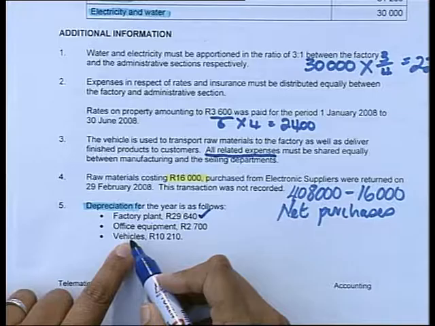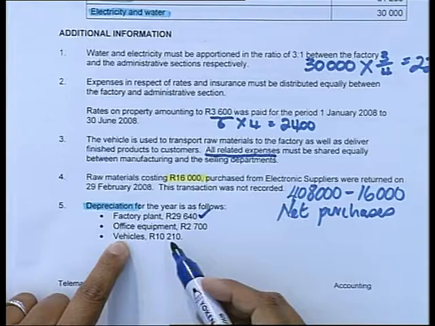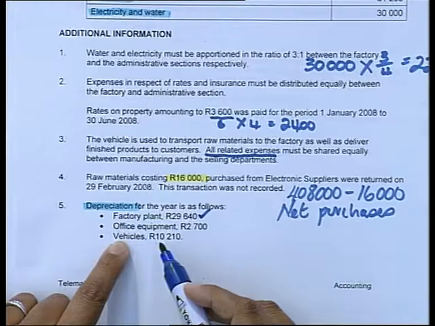But with the vehicles, remember we said all related expenses with regards to the vehicle. So now we have to take the depreciation on vehicles and divide that by 2 as well. Because whatever expense you have with regards to the vehicle must be divided equally. Okay, so I take my depreciation on my factory plant.